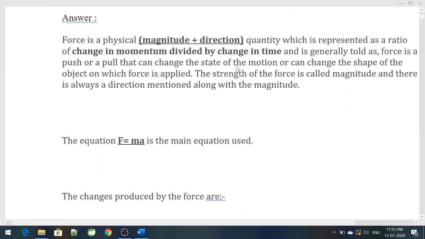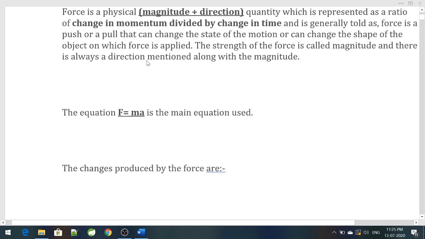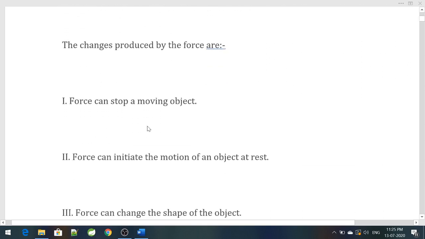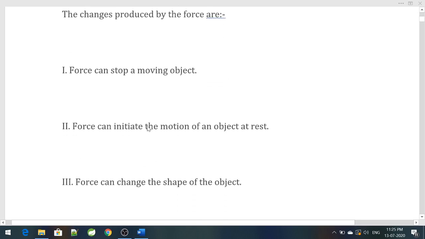I will repeat: the changes are in the state of motion or shape of the object on which force is applied, and in motion and shape and direction too. So the equation becomes force is equal to ma, that is mass and acceleration. So F equals ma is the main equation used. What are the changes produced by force?